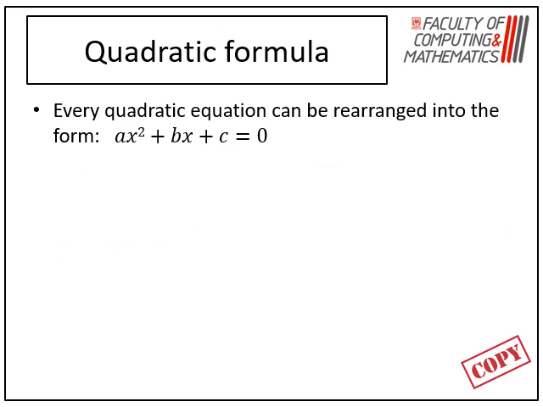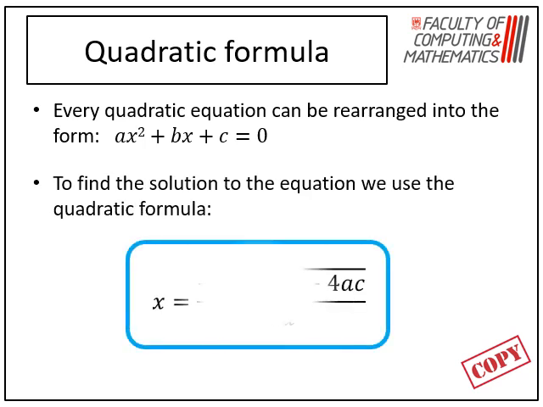Your formula is called the quadratic formula, funnily enough. Every quadratic equation can be rearranged into the form ax squared plus bx plus c is equal to 0, which you know because when you solve a quadratic equation from factorisation, you have to make it 0 first. To find the solution to that equation, you then use the quadratic formula, which is in the blue box at the moment. So we've got x is equal to minus b plus or minus the square root of b squared take away 4ac all over 2a.